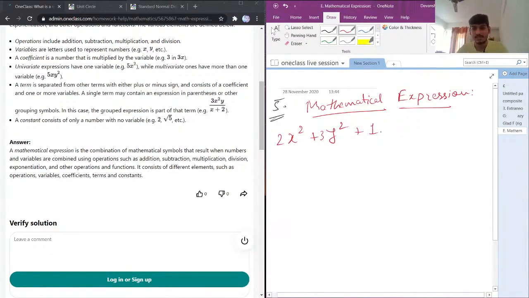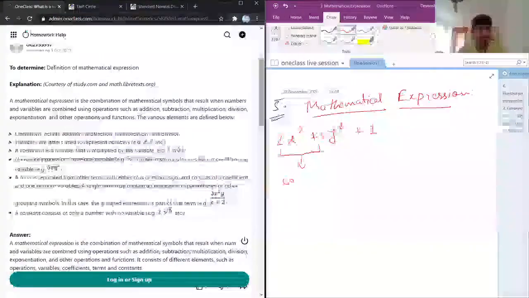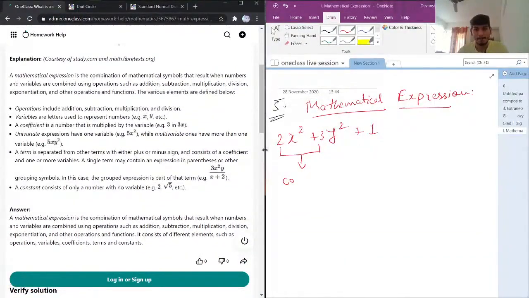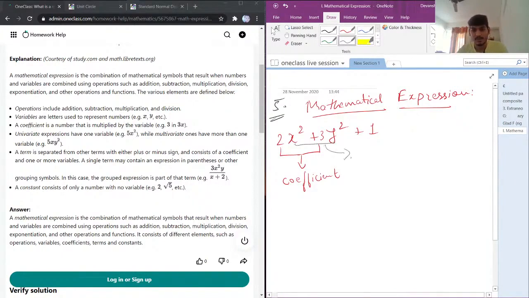So in this expression, here we have 2 and 3 as coefficients. Am I writing this correct? And I'll just choose a different color. x square and y square are my variables, and this one is a constant.